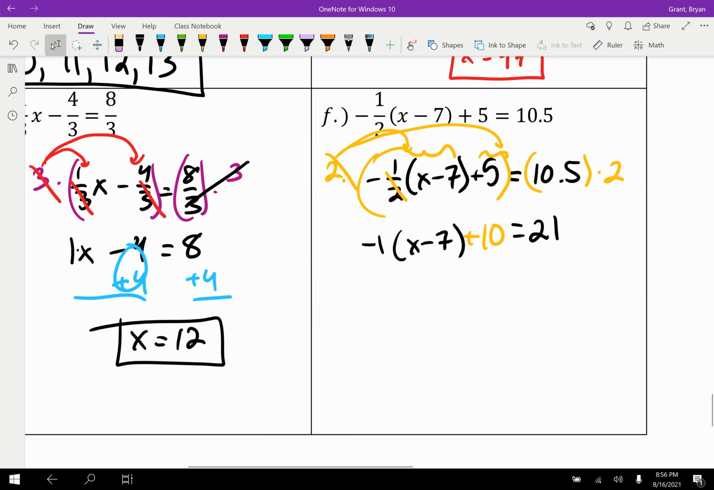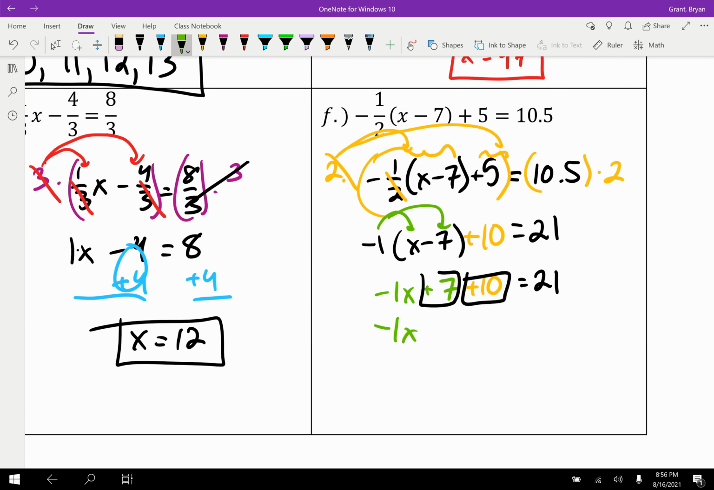Now let's just follow SADMEP to finish our last problem for the day. Negative 1 distributes. Negative 1x. Negative times a negative is a positive. Combine your like terms. I see 7 and 10. 7 and 10, of course, makes 17.